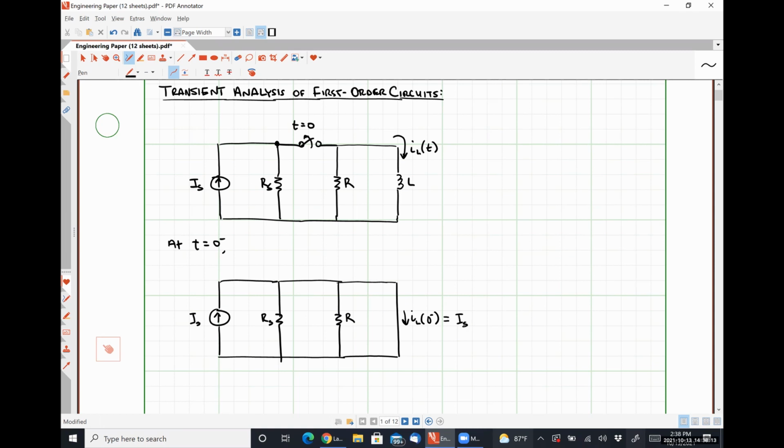What are the implications of that? The inductor has a constant amount of current flowing through it, which means the inductor is storing energy, right? If the current flowing through the inductor is non-zero, then energy is stored in the inductor, okay? So we have some fixed amount of energy that's being stored.